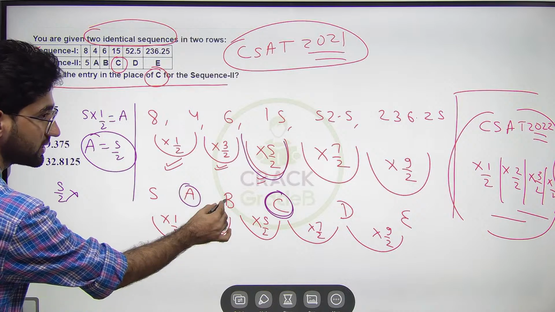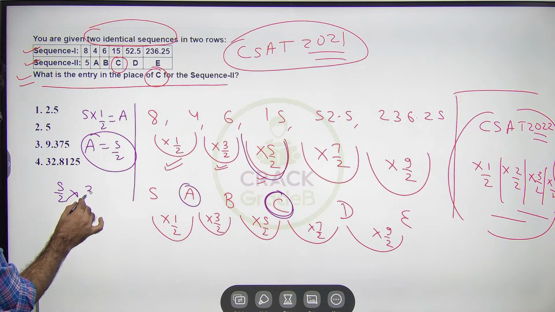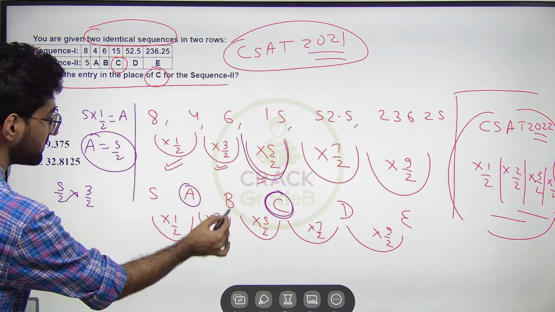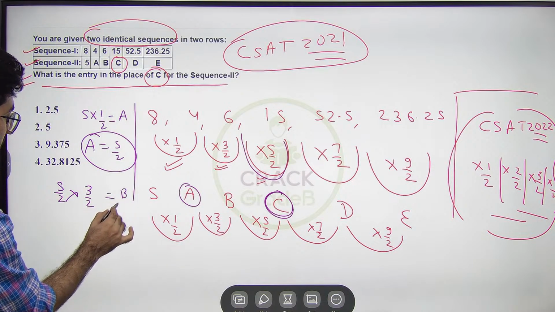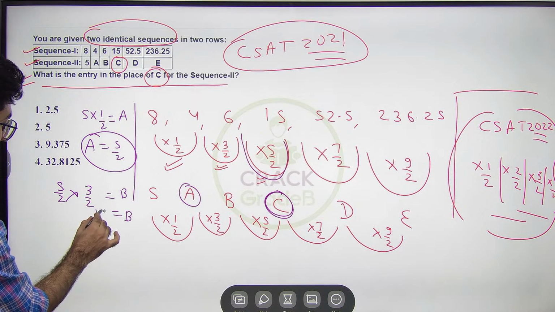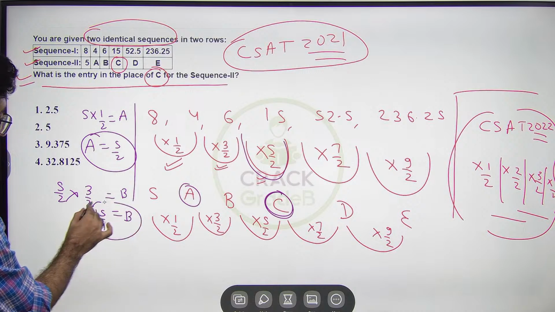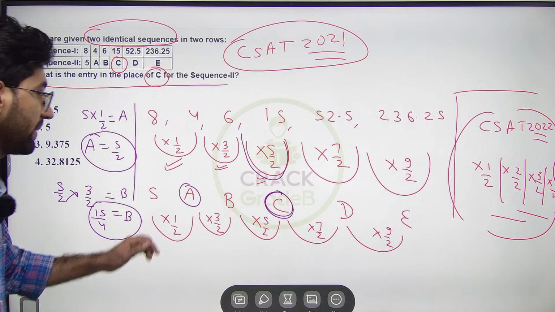A into 3 by 2 is B. So 5 by 2 into 3 by 2, that is equal to B. So B equal to what? B equal to 15 by 4. B equal to 15 by 4, right?